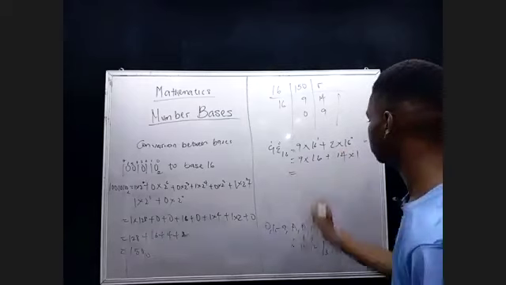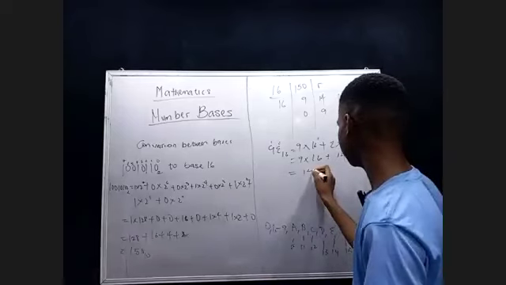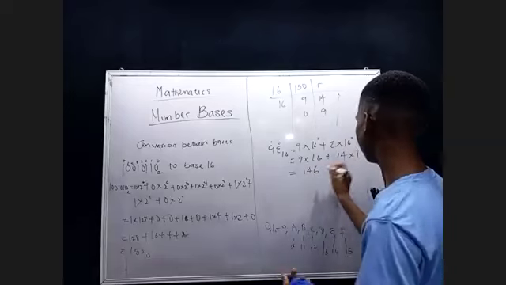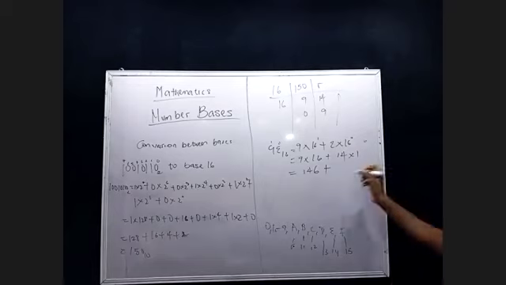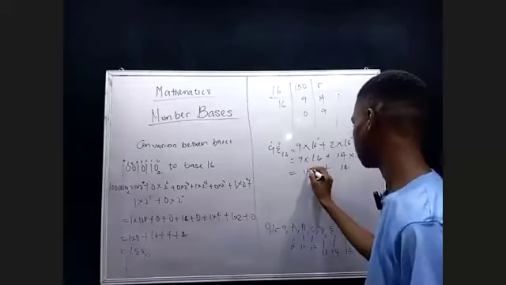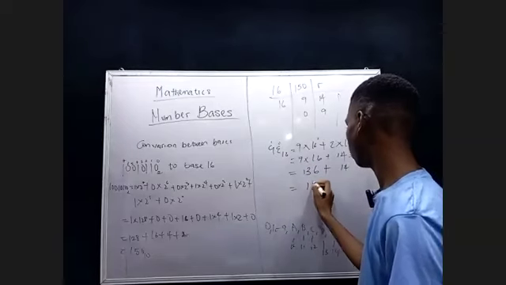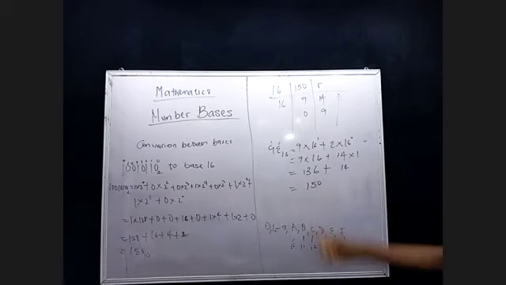So 9 times 16 should give me 136, plus 14. If I add this together, this should give me 150. So if I multiply 9 by 16, I get 136, then plus 14, I have this 150.